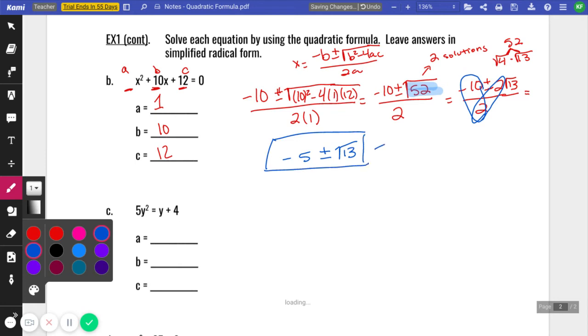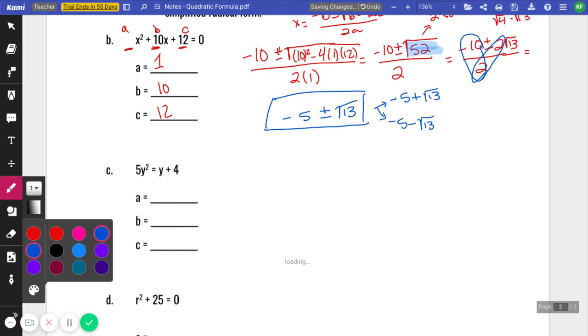That means that my 2 solutions are negative 5 plus the square root of 13 and negative 5 minus the square root of 13. But it just streamlines it if we keep that plus or minus symbol in there. So that's an example of one where it's going to end up with a square root in it still, and we have to just make sure it's simplified all the way.